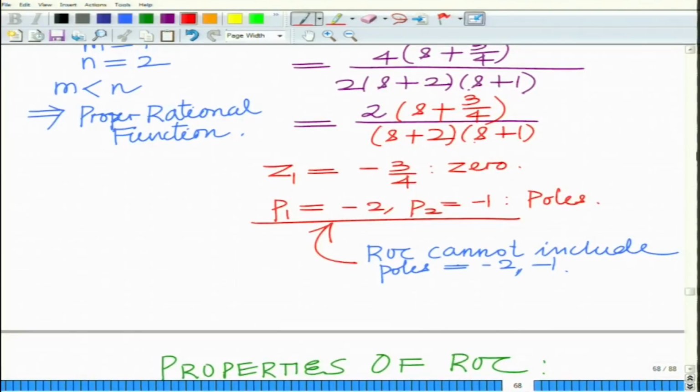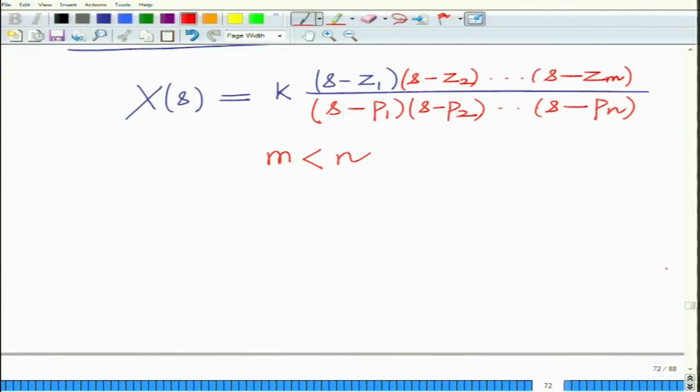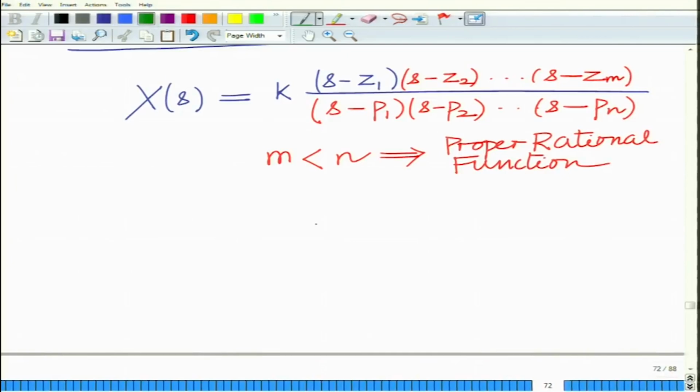If this is a proper rational function, then I can express X(s) as a sum, and in the simple pole case, we are assuming all the poles are distinct. That is, we have simple poles.